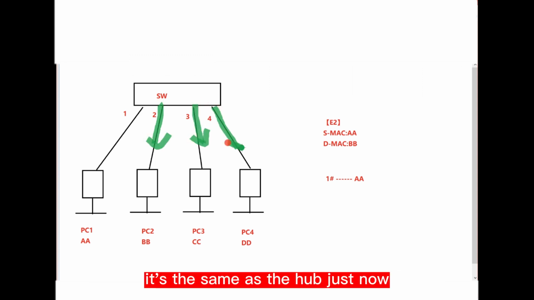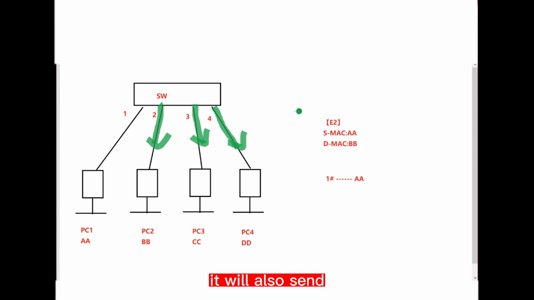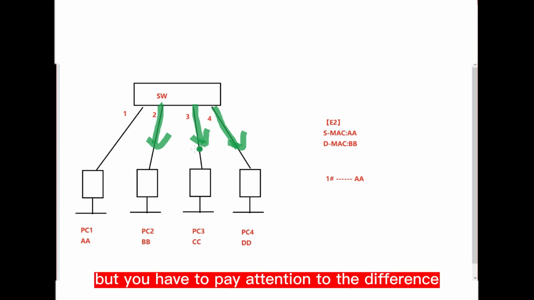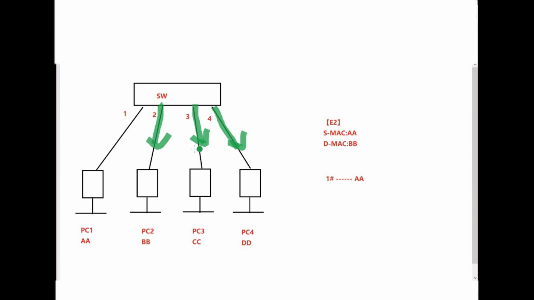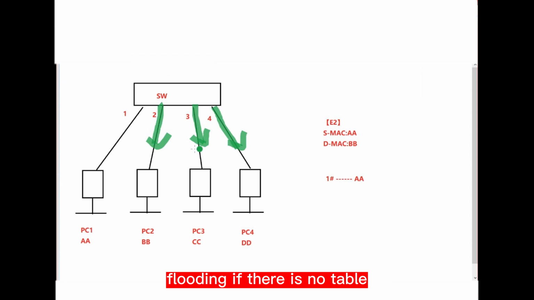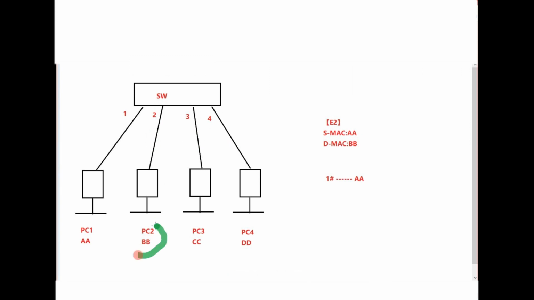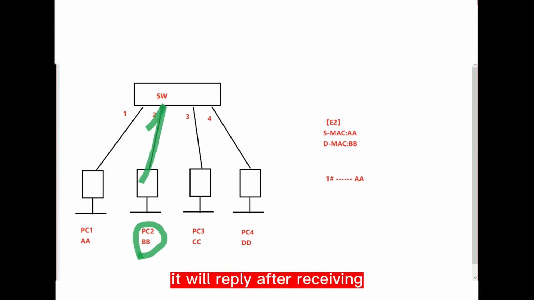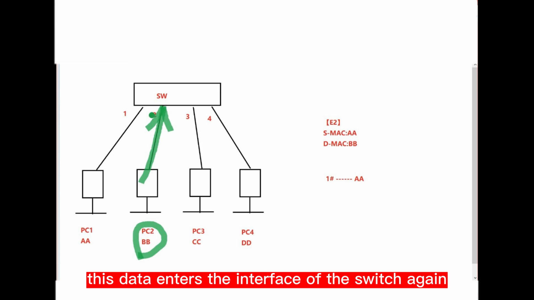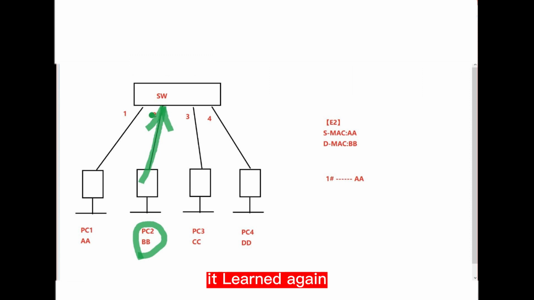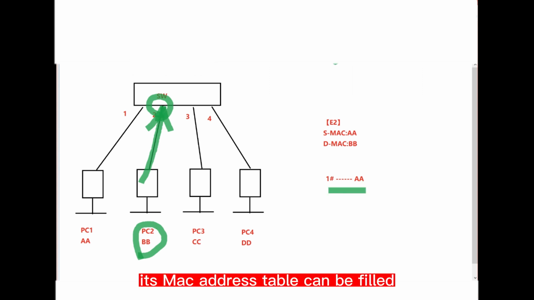It's the same as the hub just now. It will also send, but you have to pay attention to the difference. The difference is that if there is an entry in the table, it will be unicast forwarded. Flooding if there is no entry in the table. With flooding, PC2 receives the data. It will reply after receiving. When replying, this data enters the interface of the switch again. It learned again. After learning, its MAC address table can be filled.